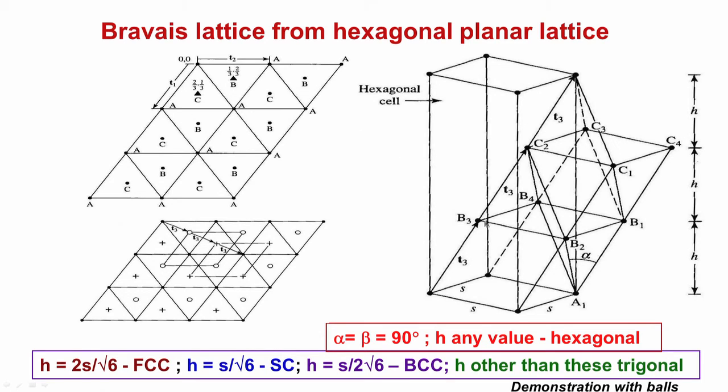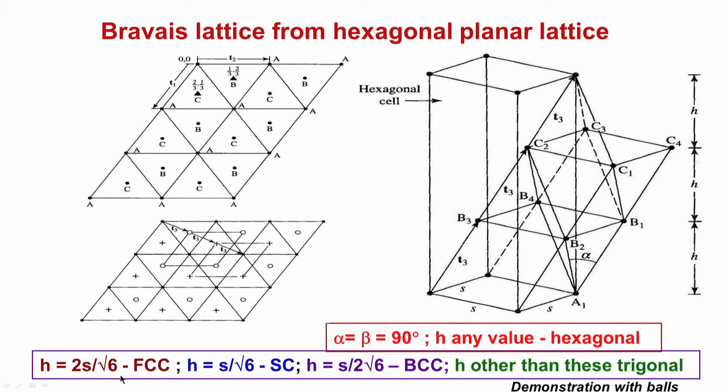That is exactly the sequence. Then on top of which an A lattice will come, depending upon the height at which these are being kept. If the separation between them is S, and the height h is equal to 2s by root 6, it can become an FCC.